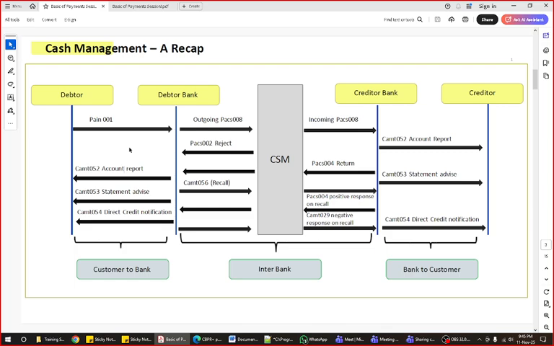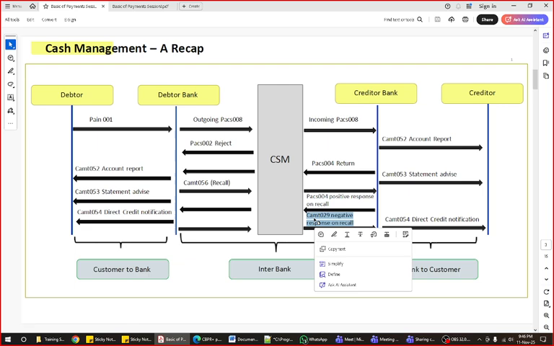In the negative flow, CAMT 56 has been sent by the debtor, but the creditor bank has not accepted to reverse the payment or return the payment. So in that case, the creditor bank will only send a message called CAMT 29 with a negative response, saying that we are not sending your payment back, we are not recalling the transaction, we don't authorize it, or a number of other reasons. Okay, so this is a negative flow of sending back the payment.